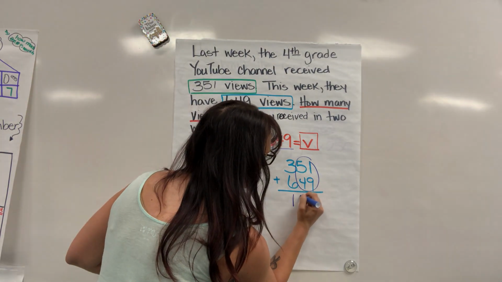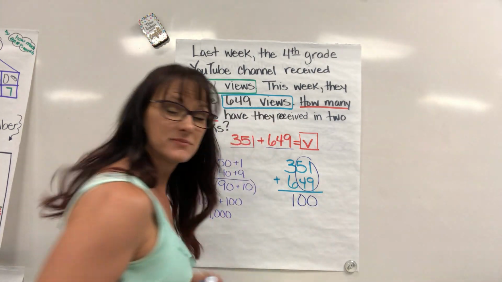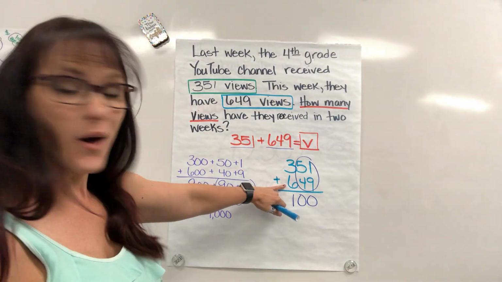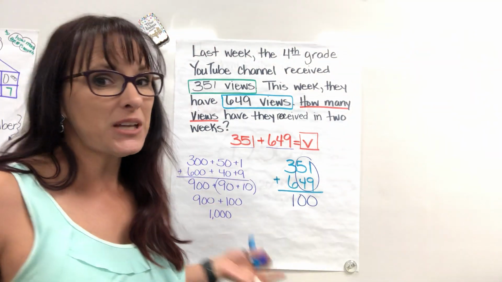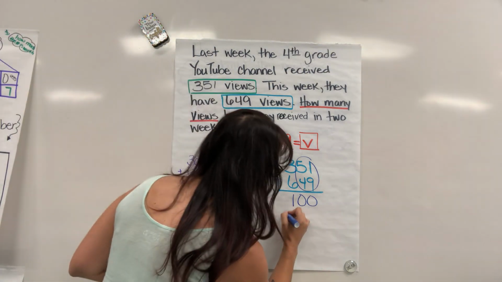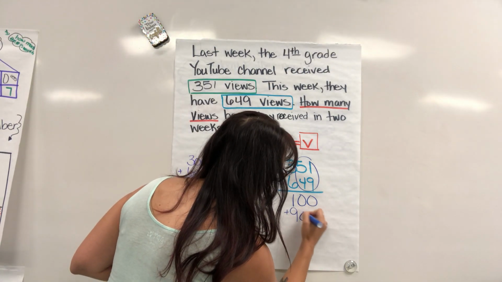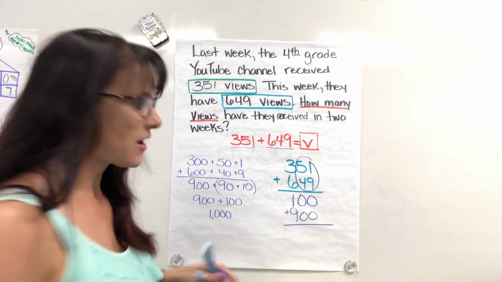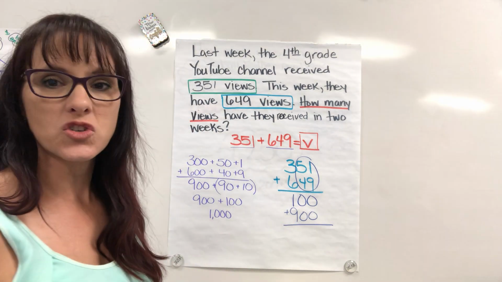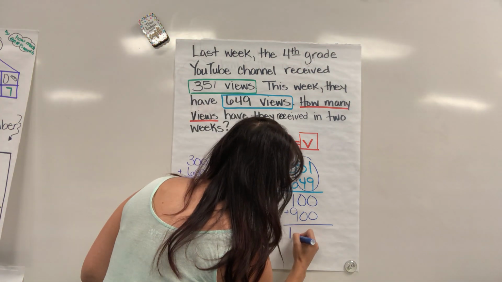And I'm gonna do 100, right? Now I look, now I only have hundreds to add. 600 plus 300, what's that gonna give me? You got it, 900. Look how efficient that was. I'm able to jump straight to 1,000 from here.